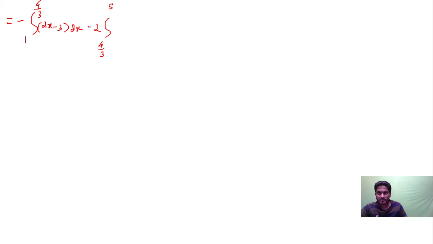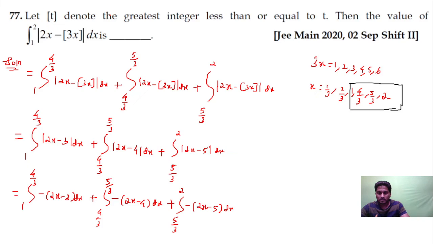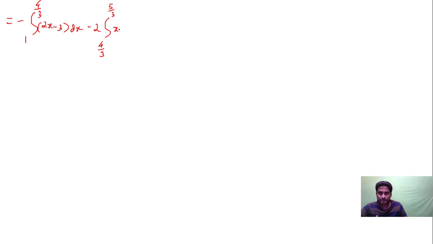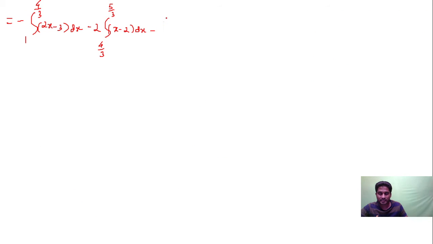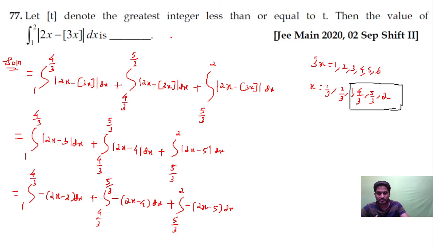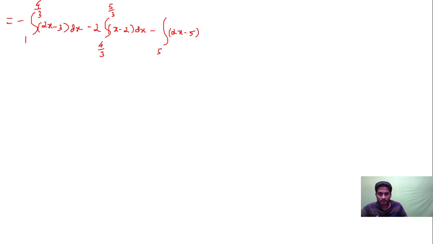Upper limit is 5 by 3. You take 2 outside, you get this as x minus 2, and then this is dx. So I take minus outside. Integration of this is 2x minus 5. And then this is 5 by 3 to 2, and then this is dx.